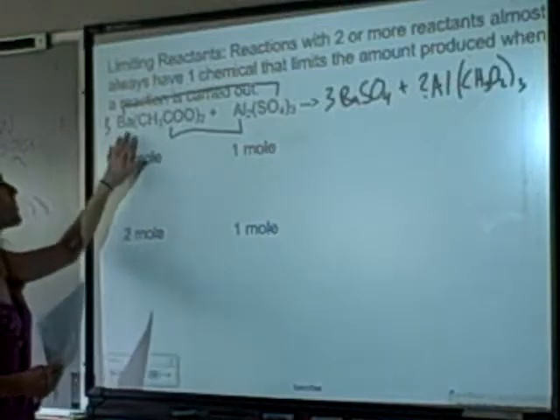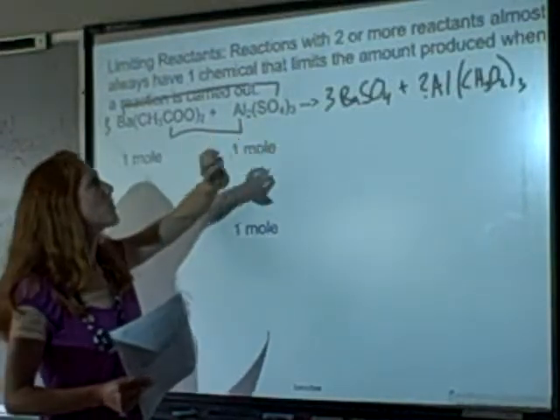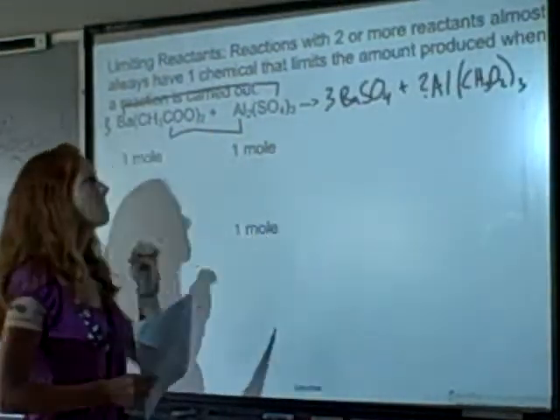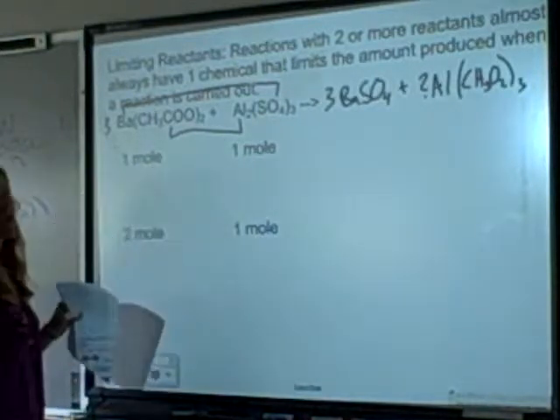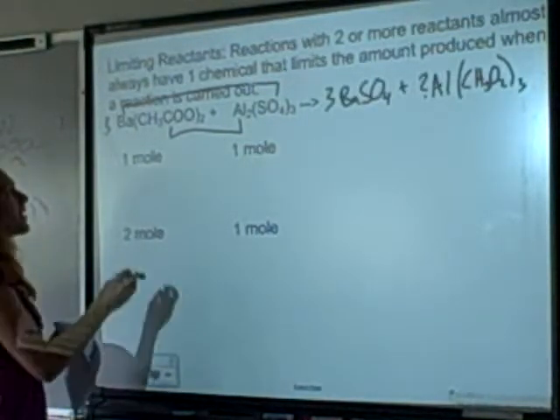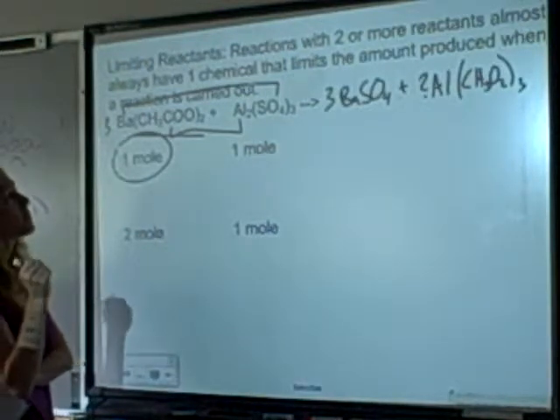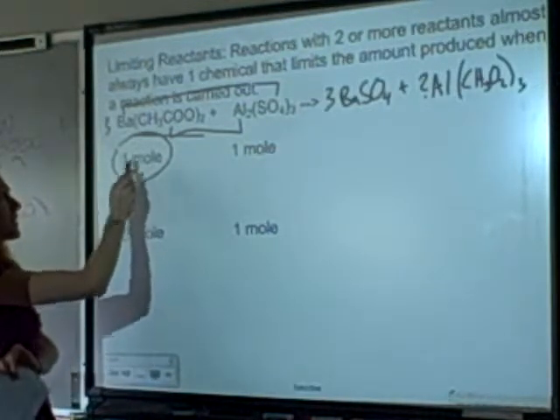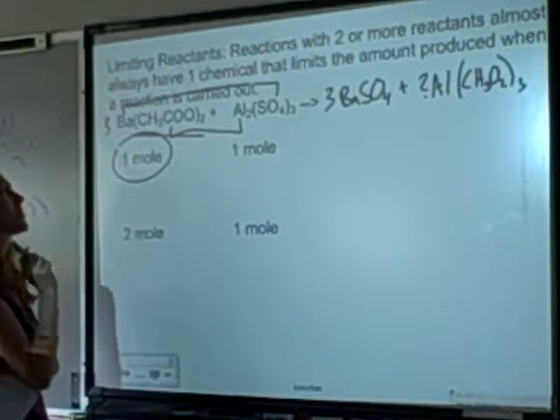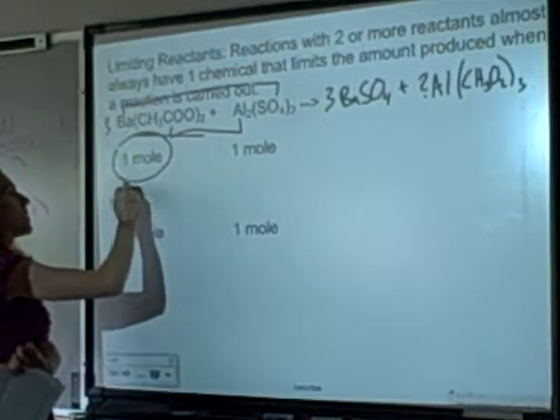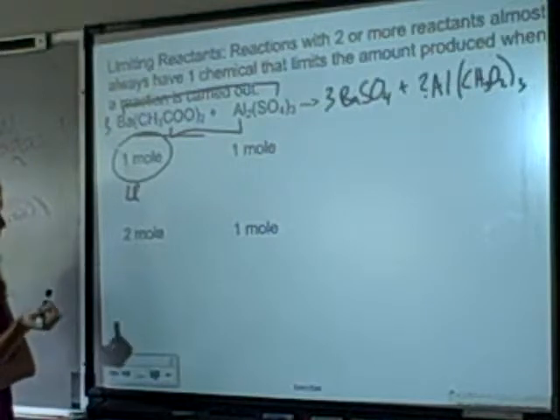It tells me that 3 moles of barium acetate react with 1 mole of aluminum sulfate. Alright, so if I have a mole of each, right away I know that I need 3 moles of barium acetate for every 1 mole of aluminum acetate. So clearly I don't have 3 moles, I don't have 3 times as much. This is my limiting reactant. I'm going to run out of it right away.